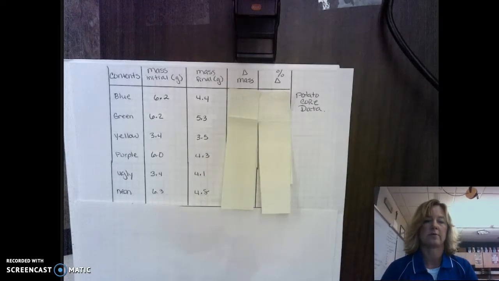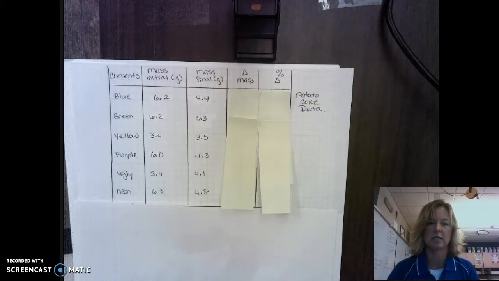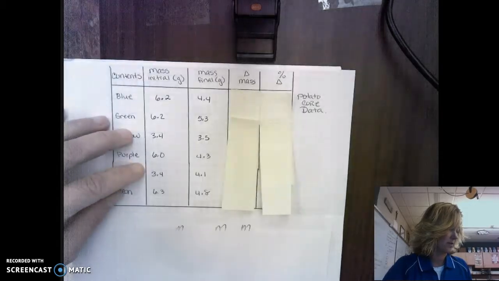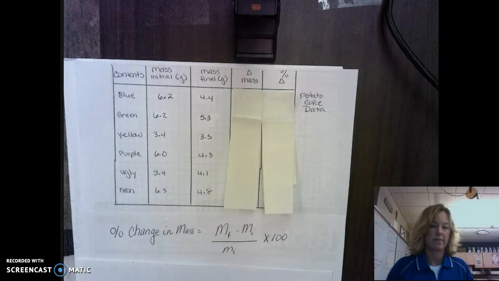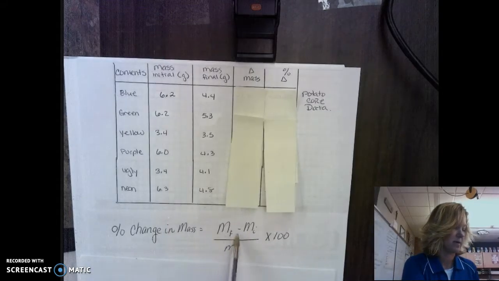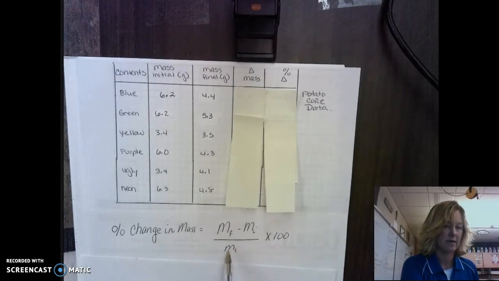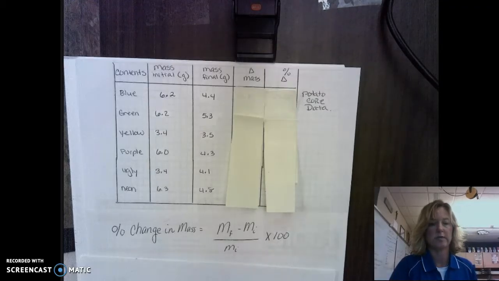So, the first thing that we have to do, because we started with potato masses of all different starting masses, is even the playing field, and so we will calculate something called the percent change in mass. We do that using the following formula: the percent change in mass is equal to the final mass minus the initial mass, divided by the initial mass, and then multiplying by 100 to put it into a percentage.